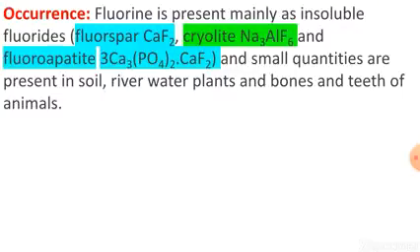Now students, cryolite increases the conductivity and is used in the metallurgical process of aluminum, and CaF2 lowers the melting point of alumina. It is also used in the extraction of aluminum.